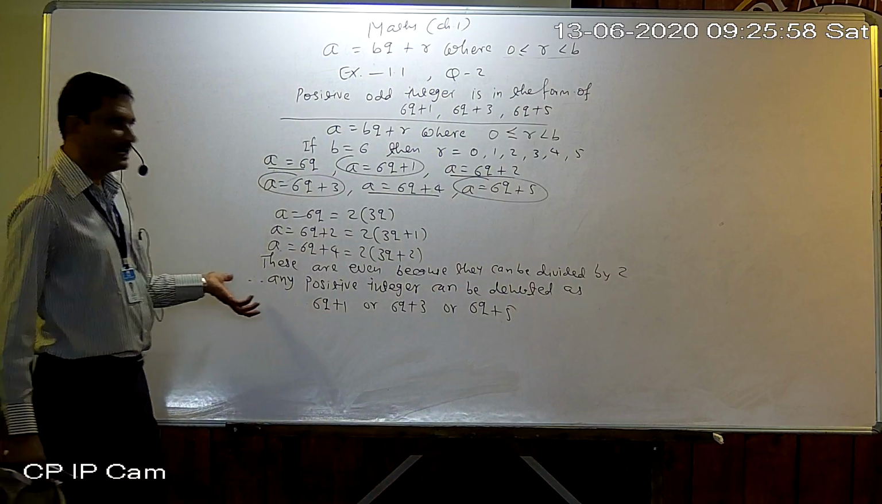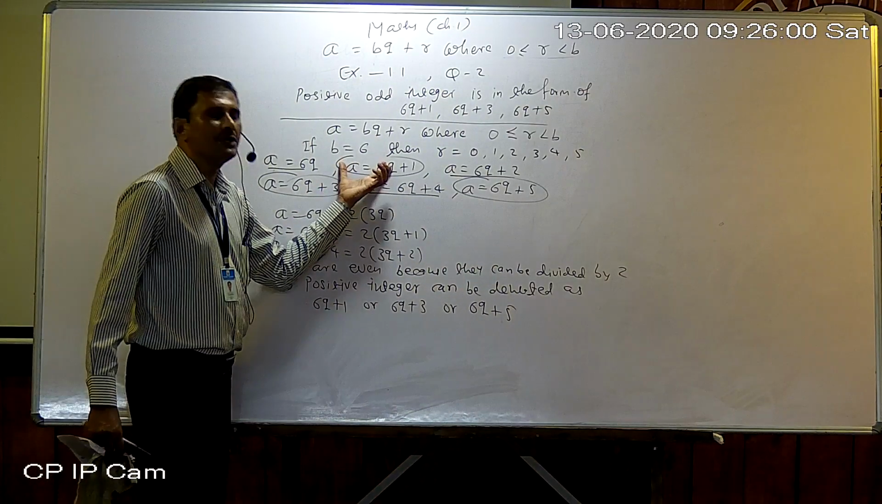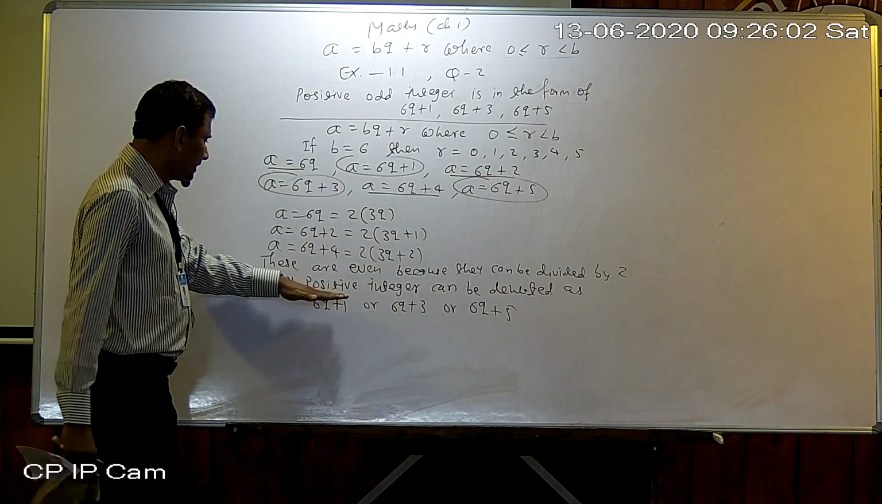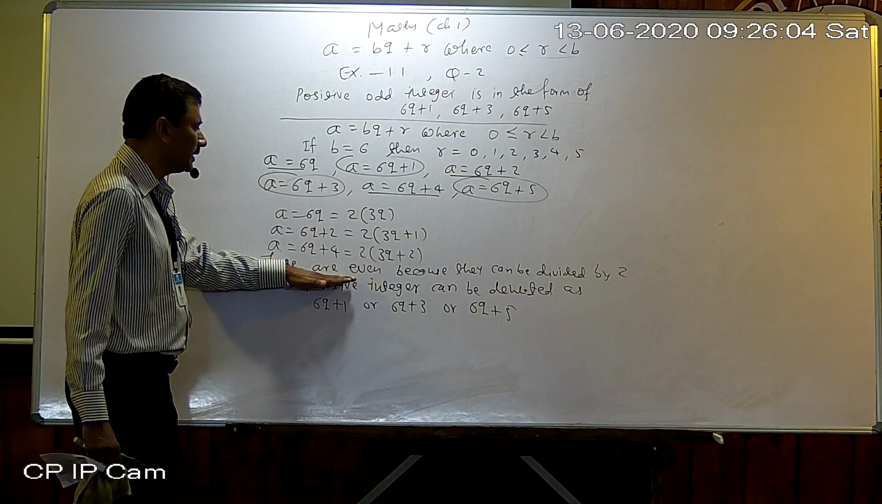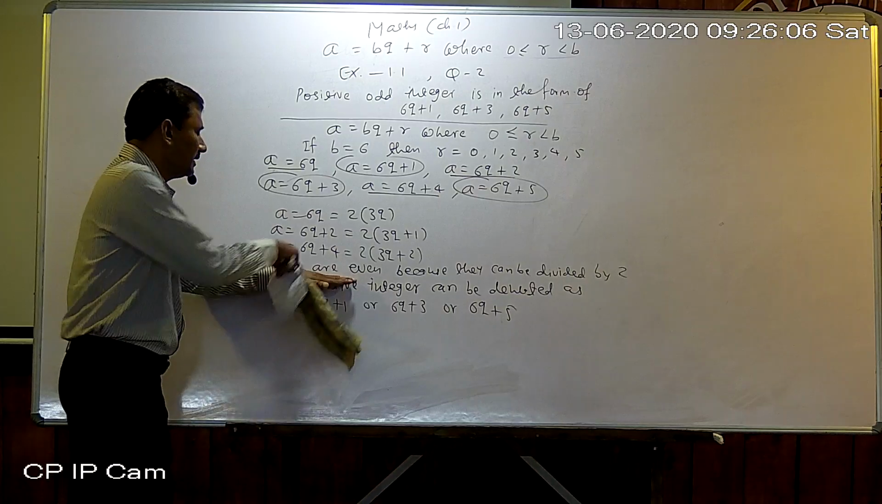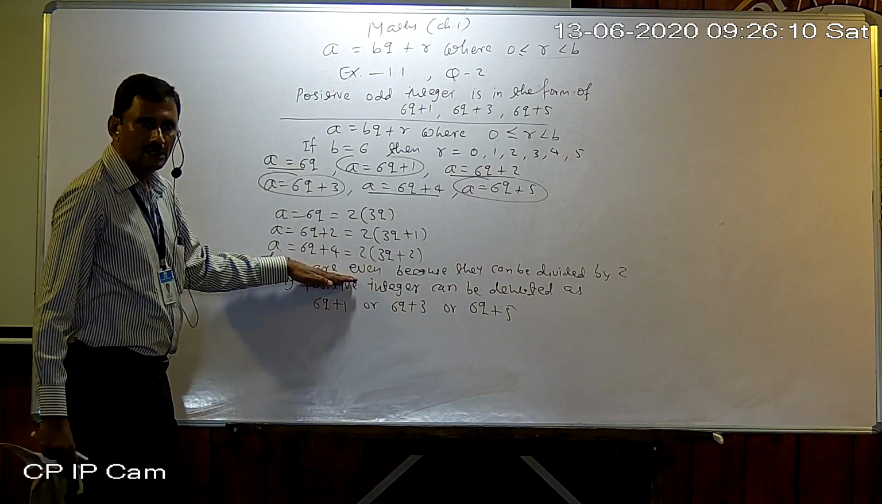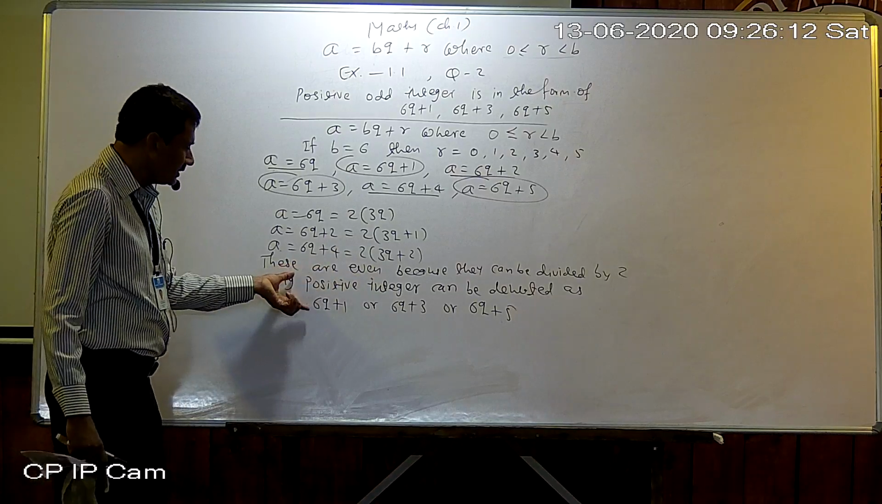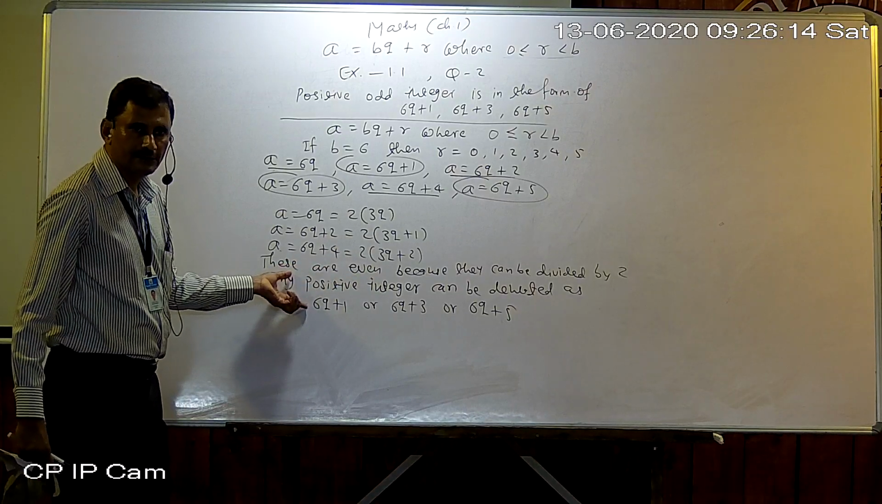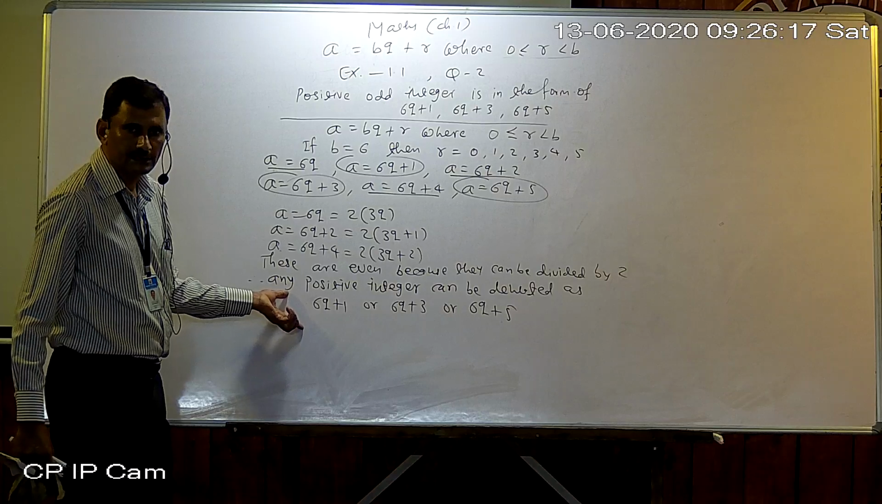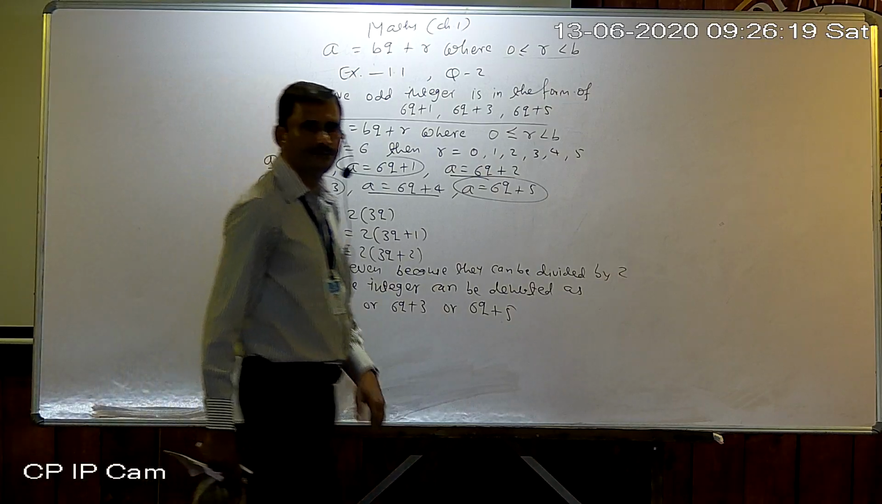If they had asked about even, then we could write directly up to this step only. Why? Because these all three are even, not odd. So here we extended our sum by writing 2 lines. So this is the matter.